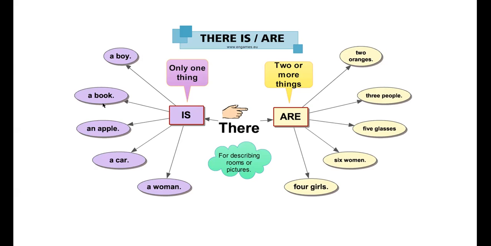There is a boy, there is a book, there is an apple, a car, a woman. And what do we use? We normally use the article a and an when we use this singular structure. Entonces usualmente cuando utilizamos esta estructura singular, vamos ubicando el artículo indefinido. Ellos también son considerados como quantifiers, es decir, que nos indican cantidad. Uno, un o una. Hay un chico, hay un libro, hay una manzana, hay un carro, hay una mujer.